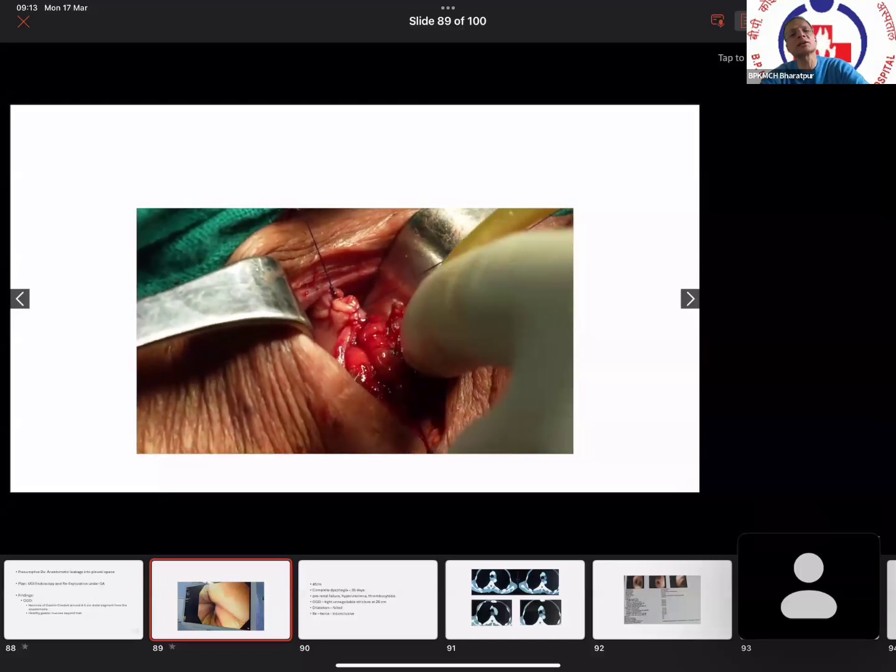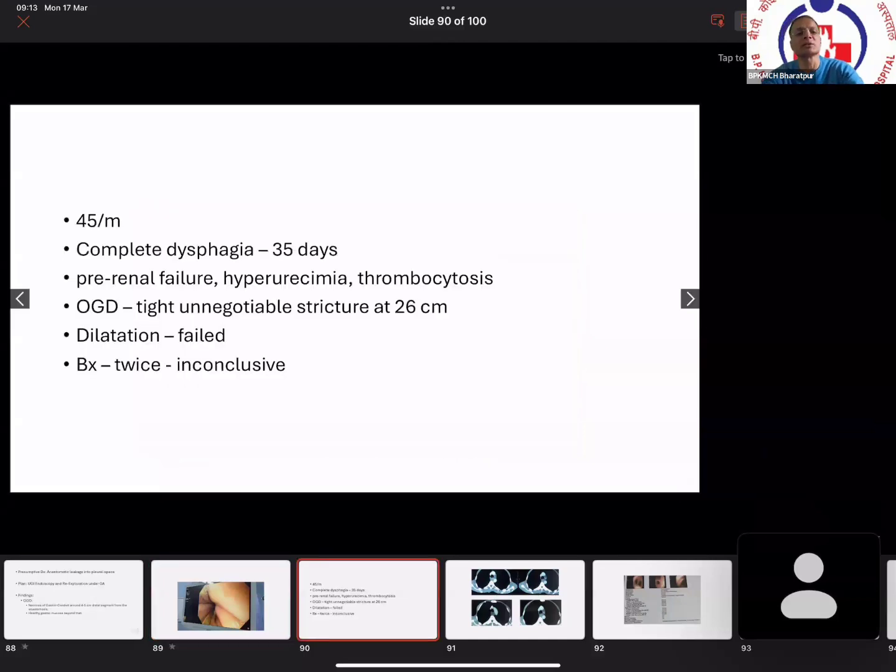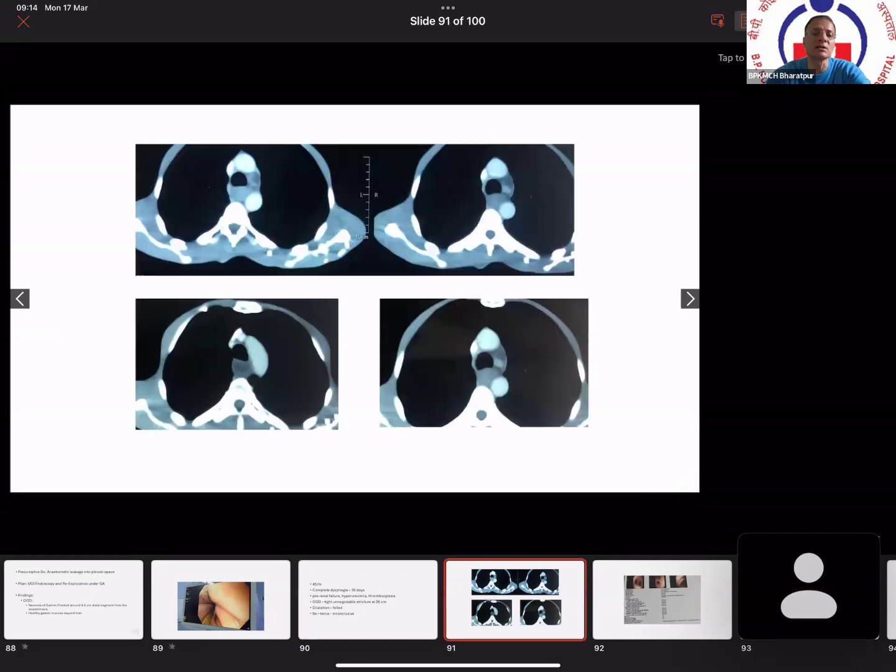So let's take another example. Recently, we had a 45 year old male patient with complete dysphagia since the last 35 days. He presented to us in pre-renal failure. He was quite dehydrated. He had hyperuricemia and thrombocytosis. The OGD was done, which showed a tight, non-negotiable stricture at 26 centimeters from the incisors. Dilatation was attempted, but it failed. The biopsy was taken twice. It was inconclusive.